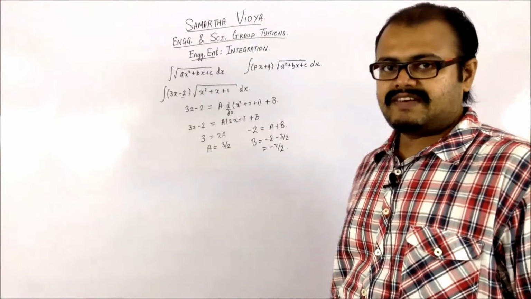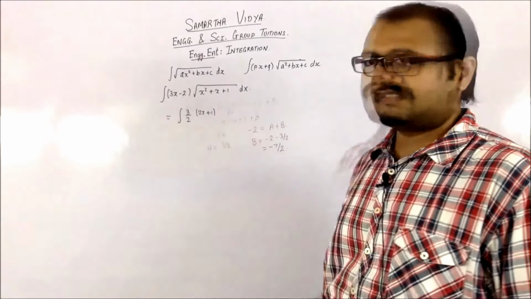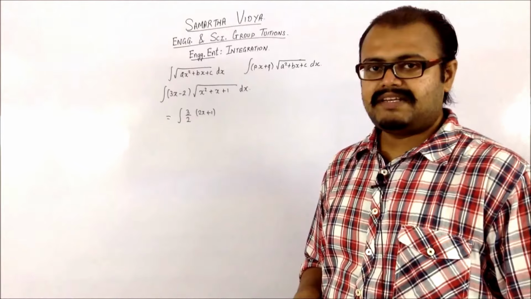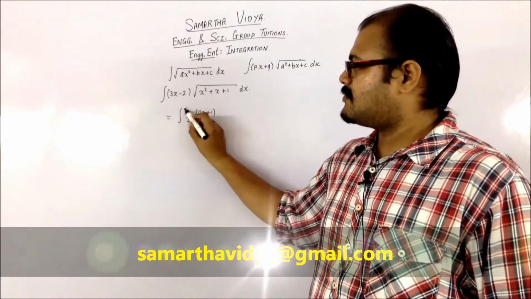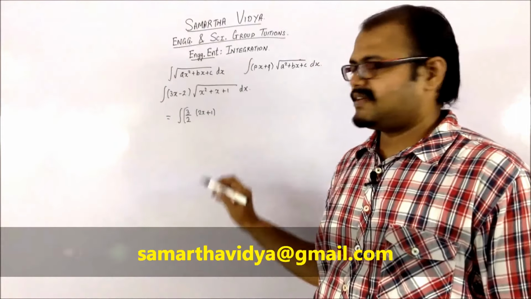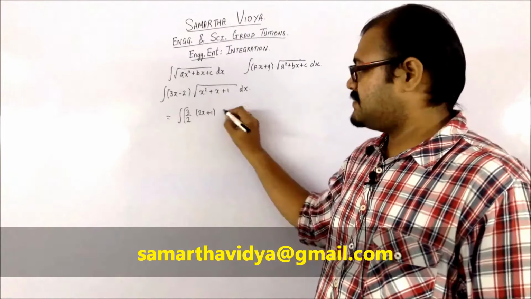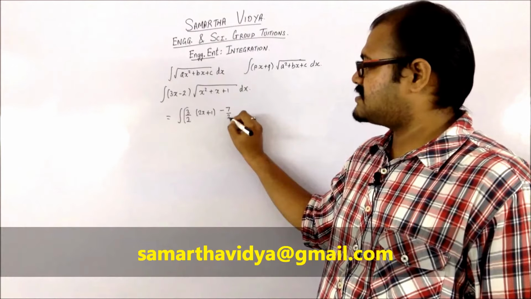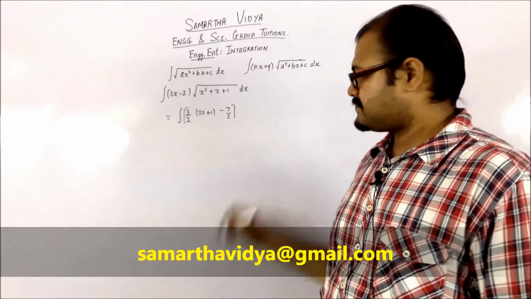After you have found this a and b, you need to just substitute. You need to represent this linear term in the form of a, which is 3 by 2, into the derivative of the quadratic term, plus b, which is basically minus 7 by 2. So this is your representation of this linear term.